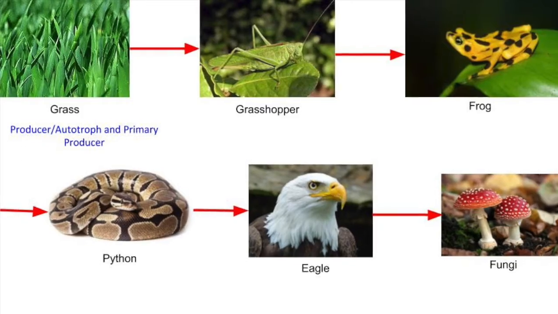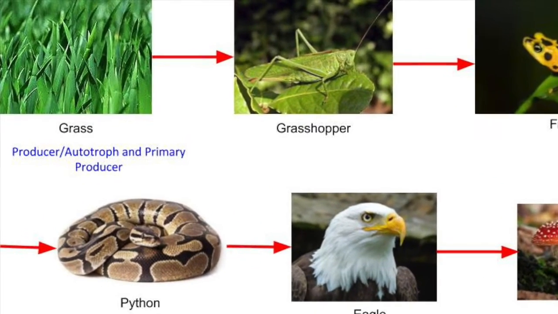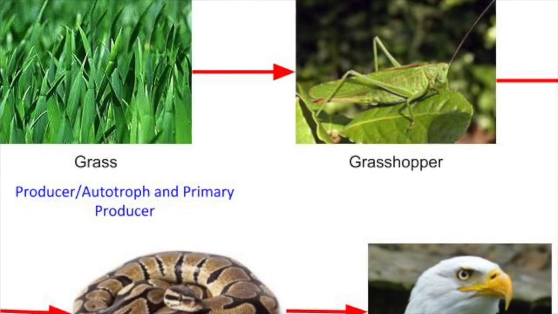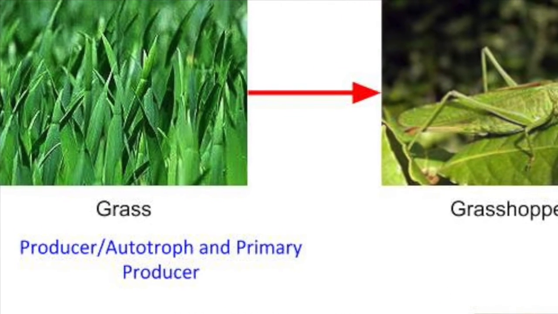First, let's find the primary producer. We know that the grass will be the primary producer or autotroph because it is at the beginning of the food chain and uses sunlight to create its own food.